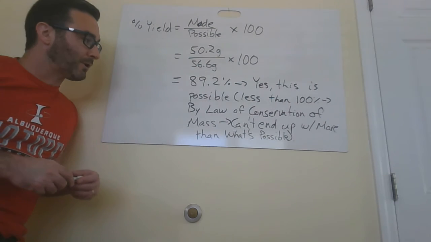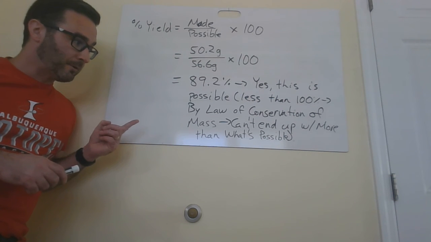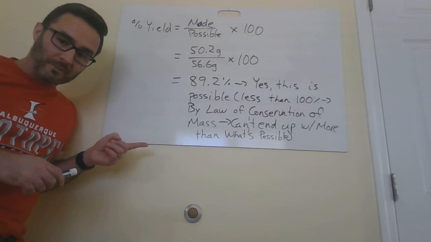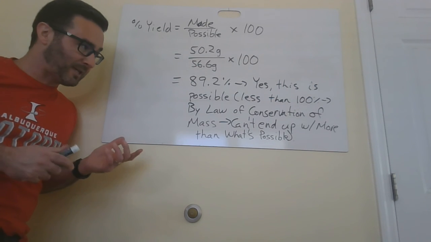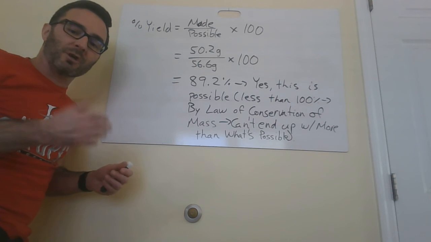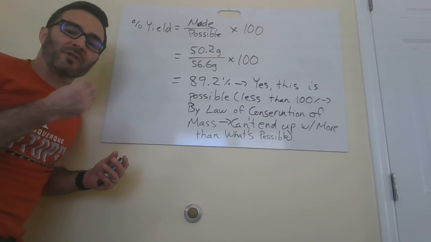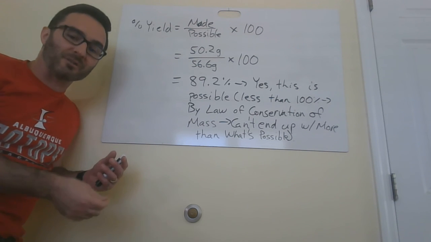Oh, we're at 89.2%. That's actually pretty efficient. It's less than 100%, so it's possible. It doesn't mean you didn't mess up someplace, and it doesn't mean you don't have contamination, but at least it means you can breathe a little sigh of relief, because it is possible.